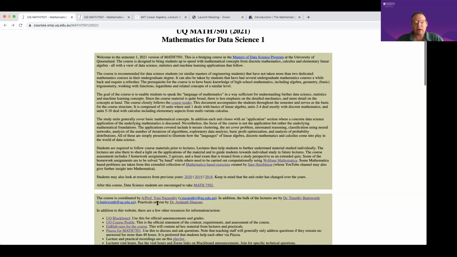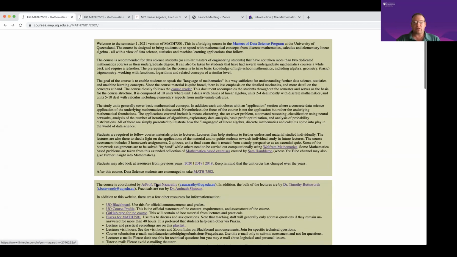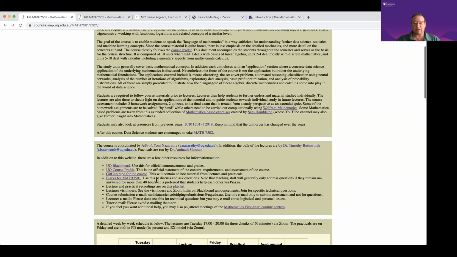Our tutor running the practicals and in charge of the assessment is Dr. Amina Shausan. She's an expert in probability, has a PhD from University of Queensland. She's also a tutor in DATA7001 this semester.